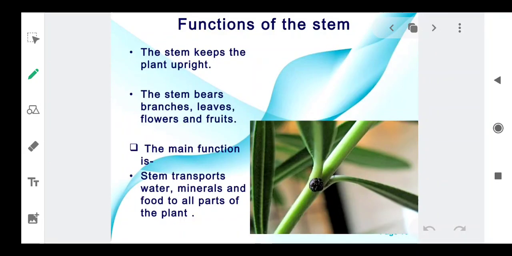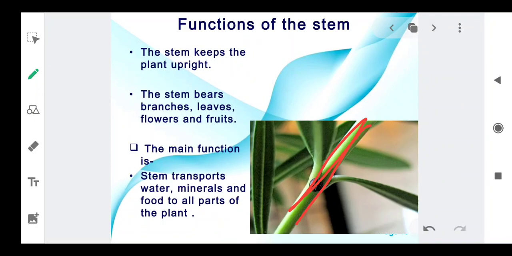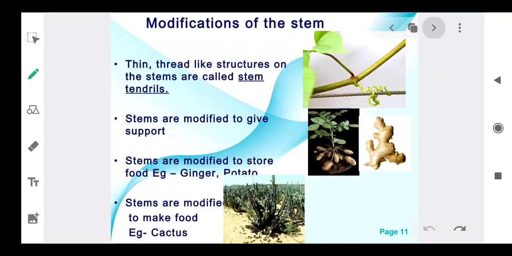Next you will see the function of stem. The stem keeps the plant upright. If you see any tree, you can see that the stem is keeping the plant upright. The stem bears branches, leaves, flowers and fruit. These are the different things which the stem bears. The main function is that the stem transports water, minerals and food to all the parts of the plant. What is the stem doing? The stem transports water, minerals and food to all the parts of the plant.